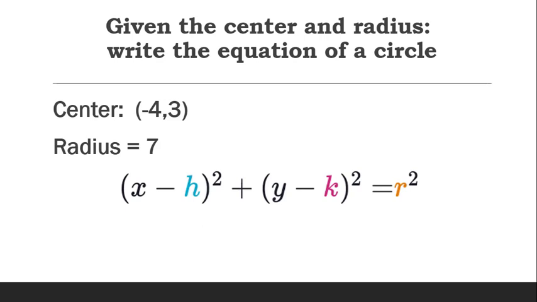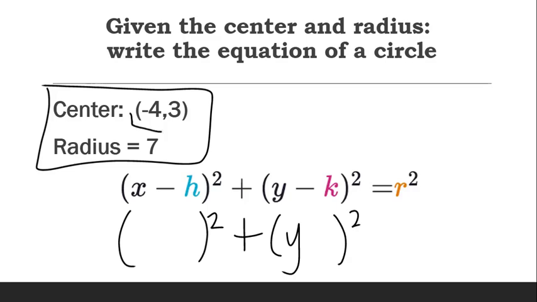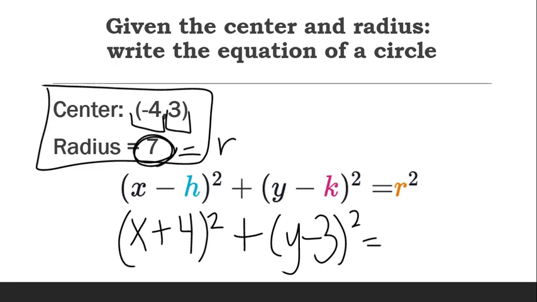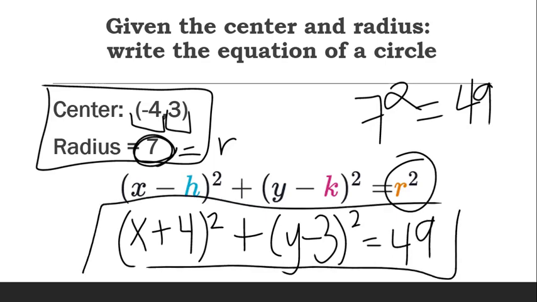The last type of question I want to go over is, if you have the information, what is the equation? So again, all you have to do is change the sign. Okay, so it's negative, now positive. Positive, now negative. And then this is r, but I want r squared. Okay, so 7 squared equals 49. And that is my equation. And that is the end of this video.